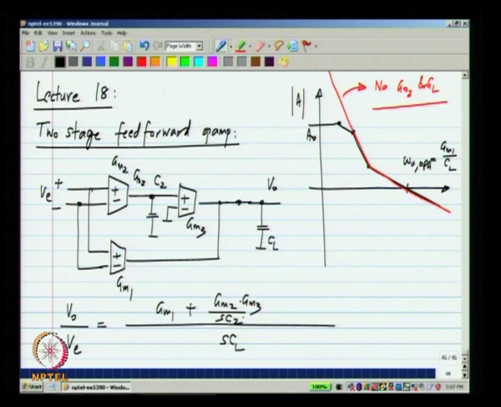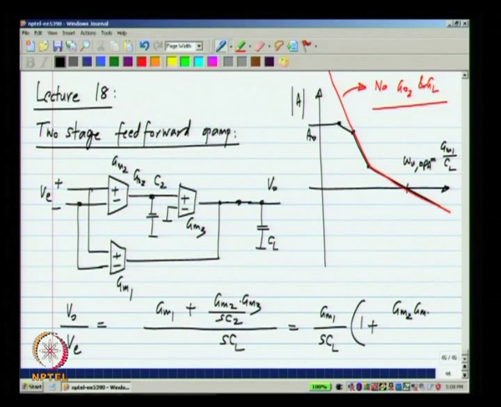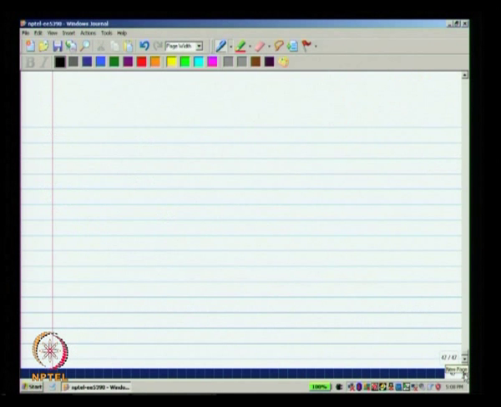And this can be written in many forms. I will choose a particular form for convenience. I will write it as GM1 by SCL times 1 plus GM2 GM3 by SCL times GM2 GM3 by GM1 times SC2. Now, this is in a slightly non-standard form, but it is convenient for our analysis.